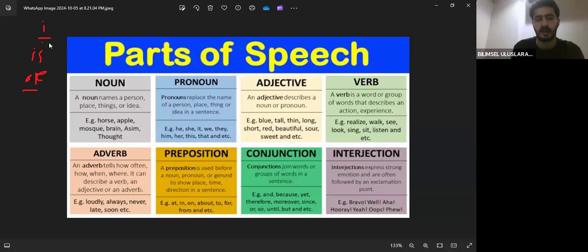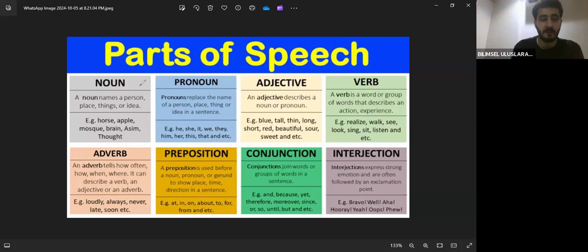One letter is one letter. Anything more than one letter is considered a word, and it has a part of speech. What part of speech is it? So anything more than one letter, we consider it a word. And we have 8 main types of words in English.